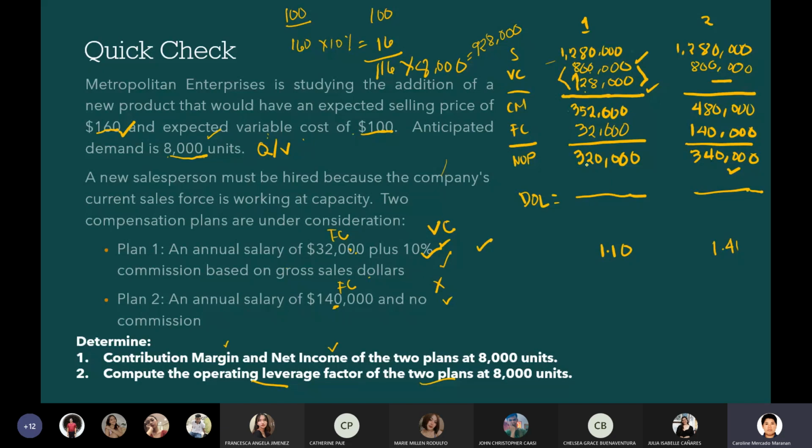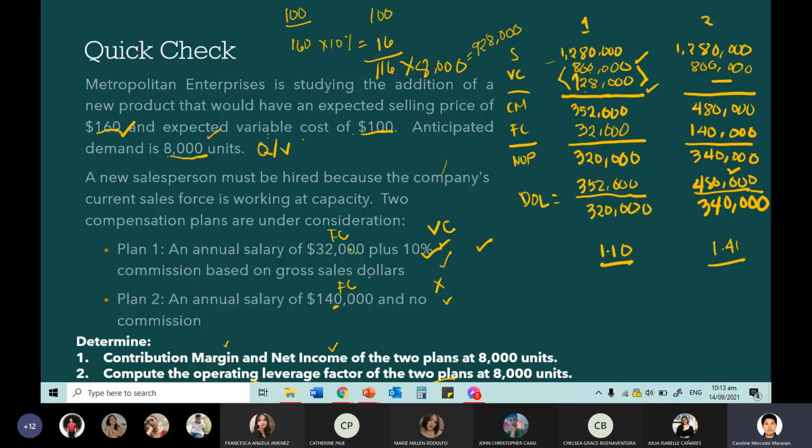So, we have here CM 352,000 over 320,000. Dito, 480,000 over 340,000. Okay? Sa tingin nyo, sa ganitong situation, so the DOL natin ay 1.1 at 1.41.